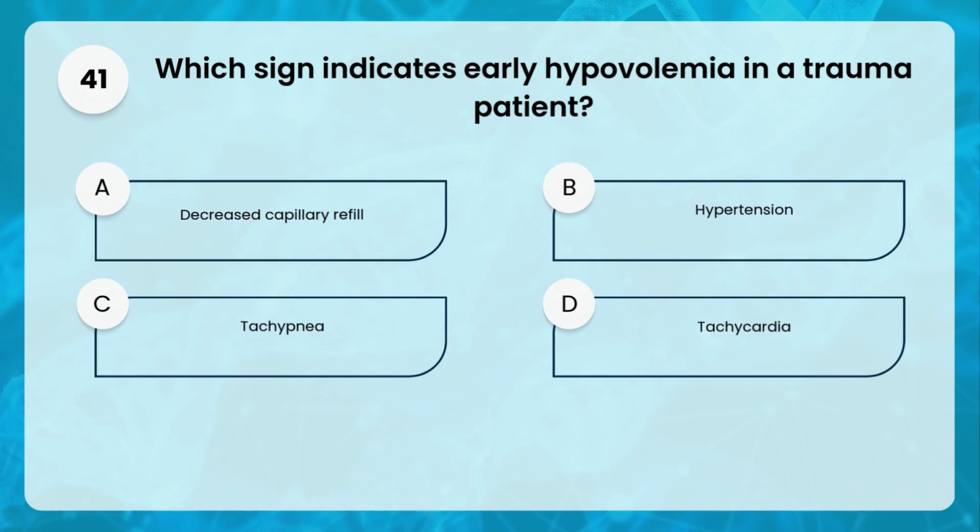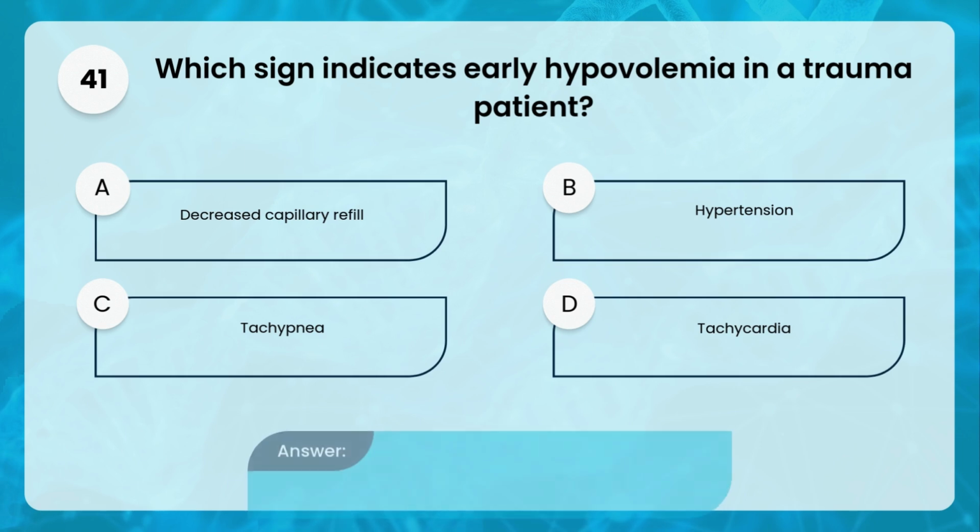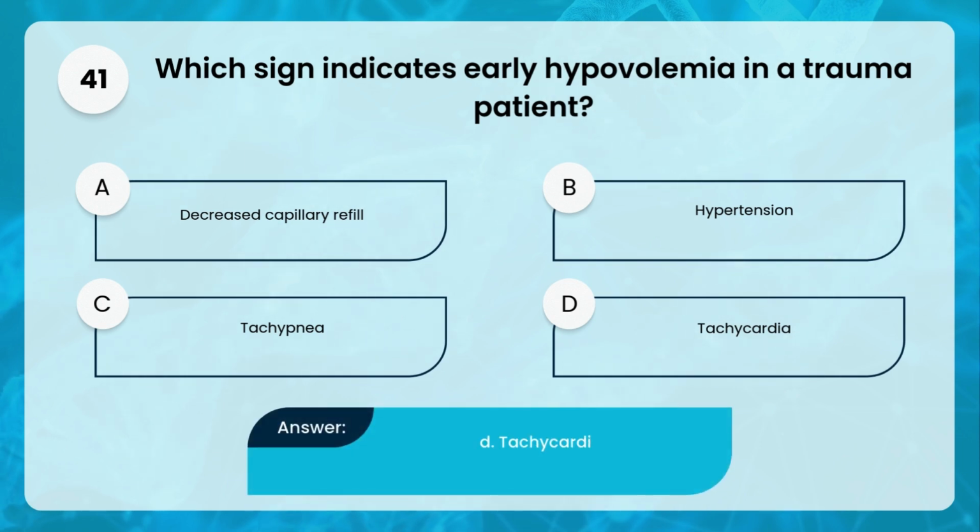41. Which sign indicates early hypovolemia in a trauma patient? A. Decreased capillary refill, B. Hypertension, C. Tachypnea, D. Tachycardia. The answer is D. Tachycardia.